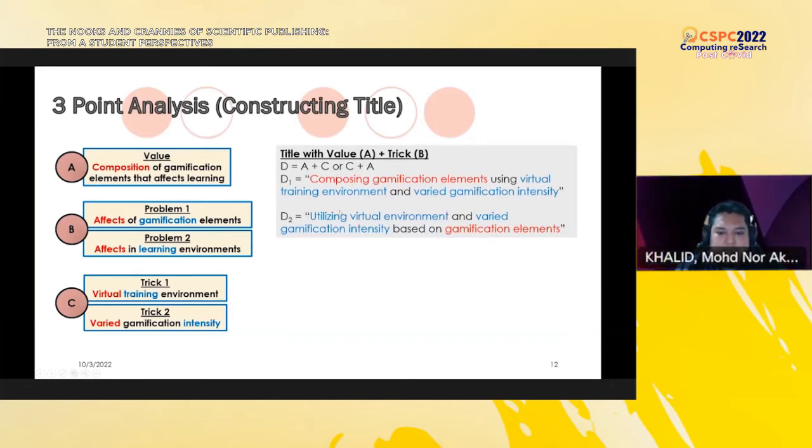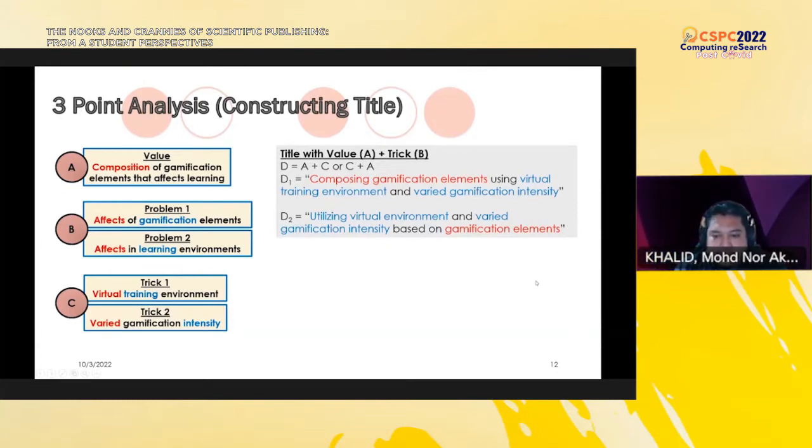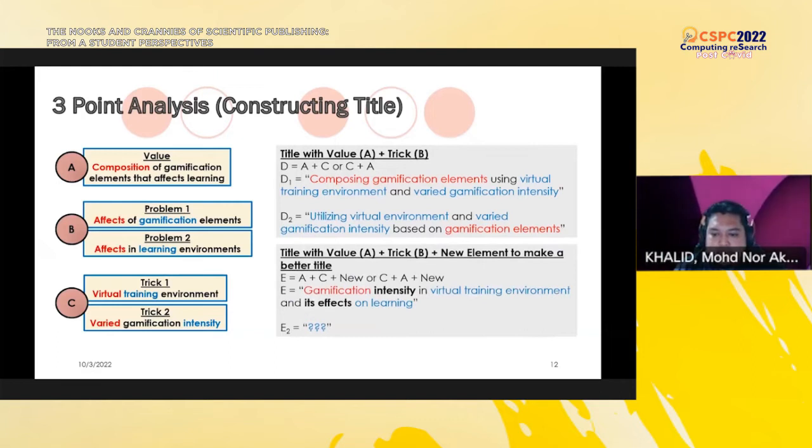And then the reverse can also work. For example, like utilizing, maybe you can put your own term, utilizing virtual environment and varied gamification intensity based on gamification elements. So maybe it doesn't make sense yet. So that's where you can improve, where what are the new elements that you want to include or you want to do in your research.